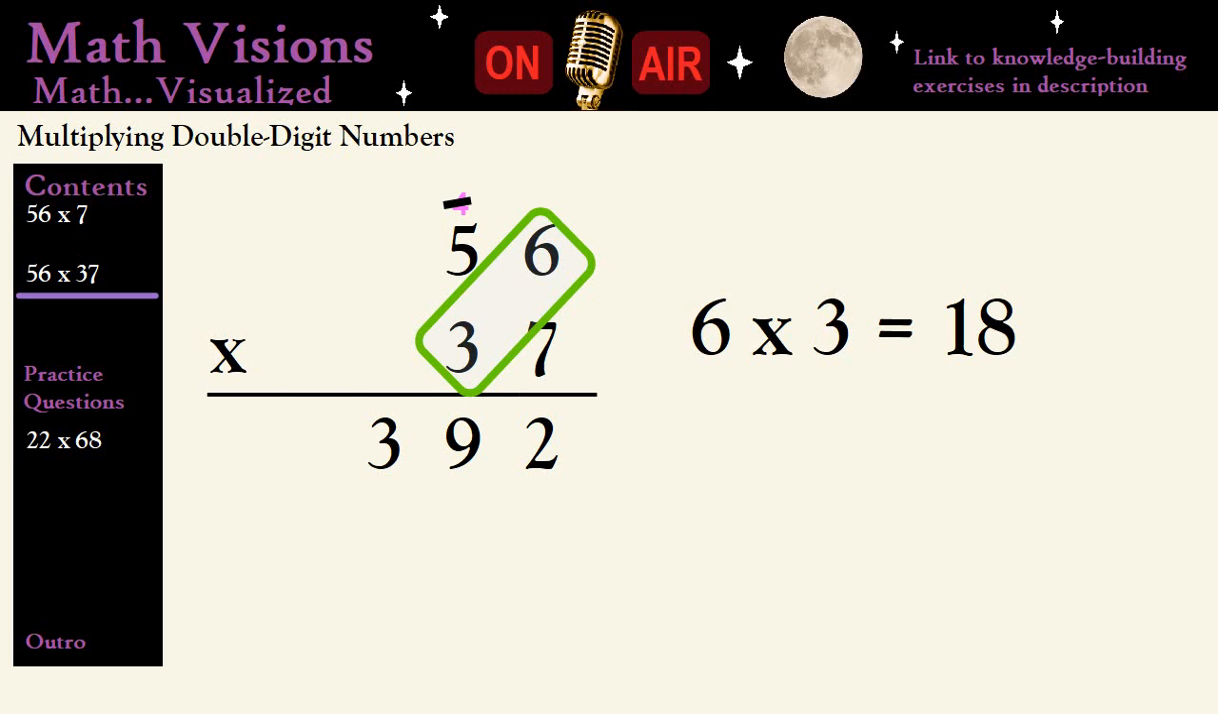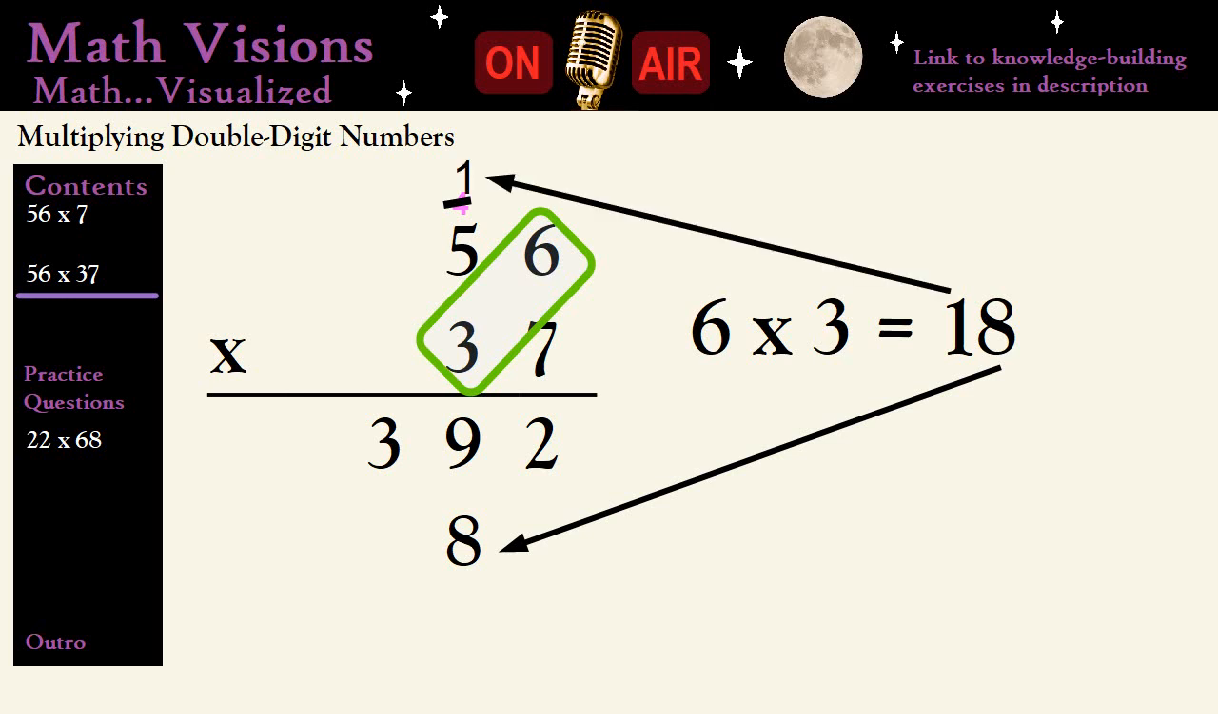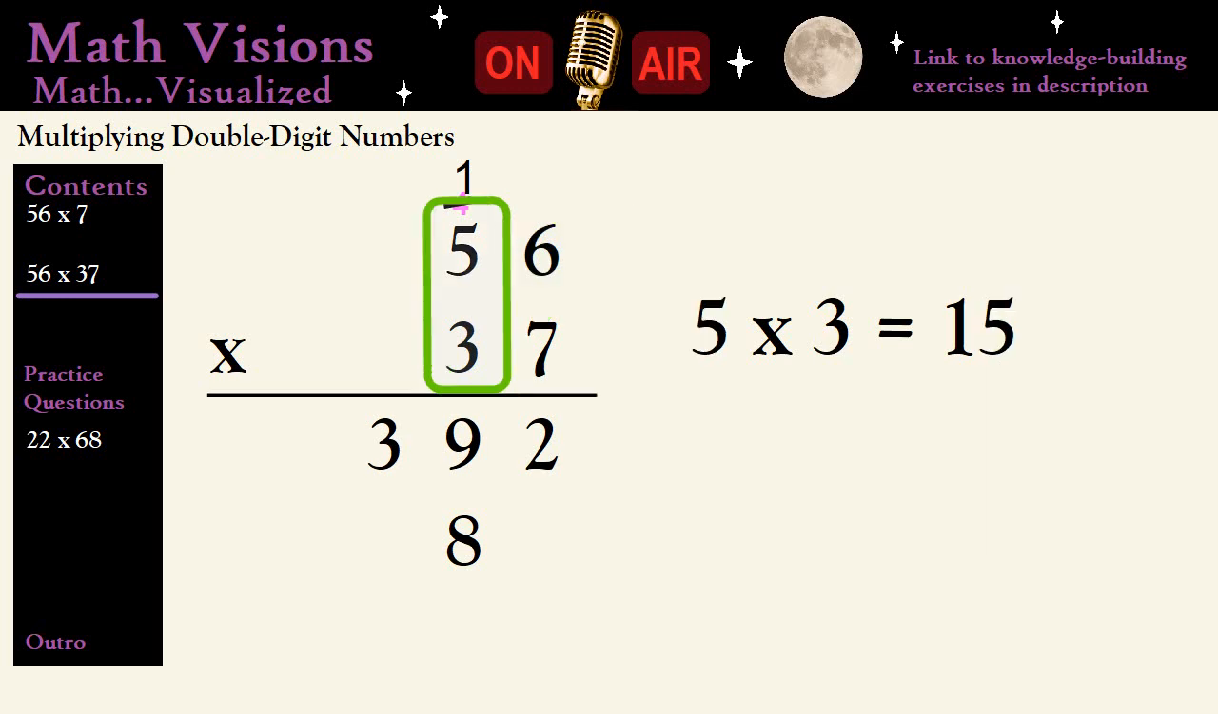The answer to 6 times 3 is 18. Since we're multiplying 6 by the digit in the tens place of the bottom number, we write 8 in the tens place. We then write 1 above 5 in 56. Next, we multiply 5 by 3, which is 15. But we still have the 1 we carried above the 5.